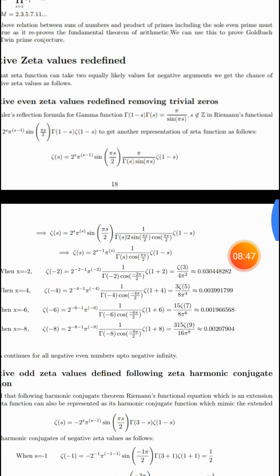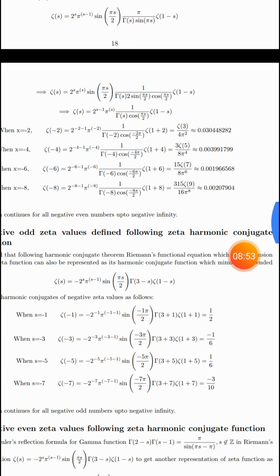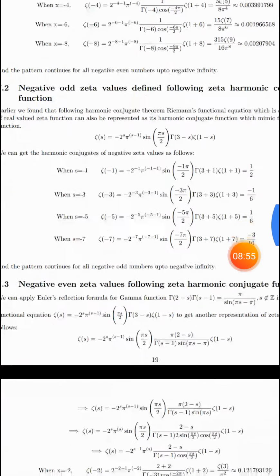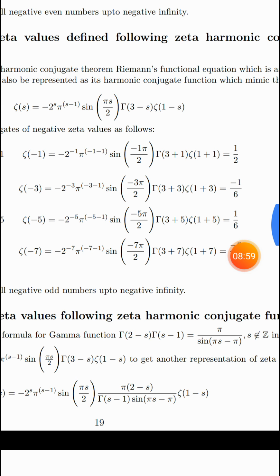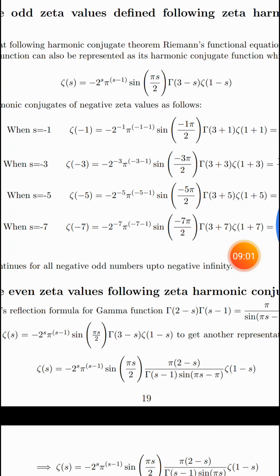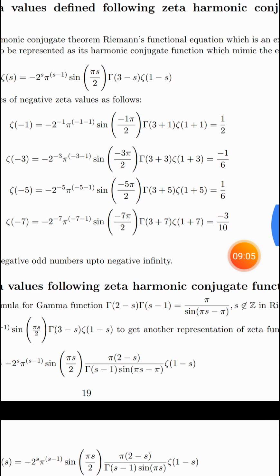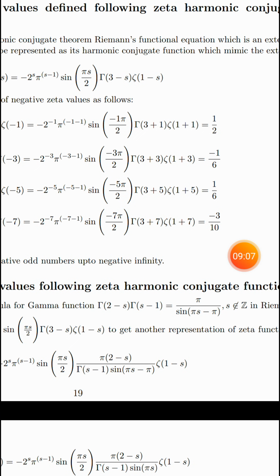Then this I have done on the Riemann's original equation itself. I have not tried the harmonic one. Now I will be doing the same thing on the harmonic one. So here it will give me these values, zeta minus 1, zeta minus 3, zeta minus 5. In the normal way, the values are half, minus 1 upon 6, plus 1 upon 6, minus 3 upon 10. So here there is an alternate sign change happening.